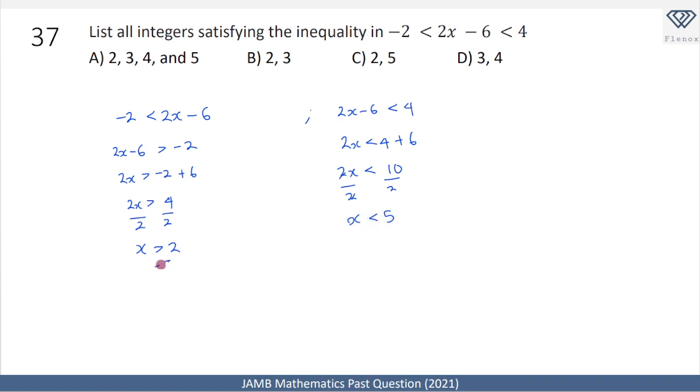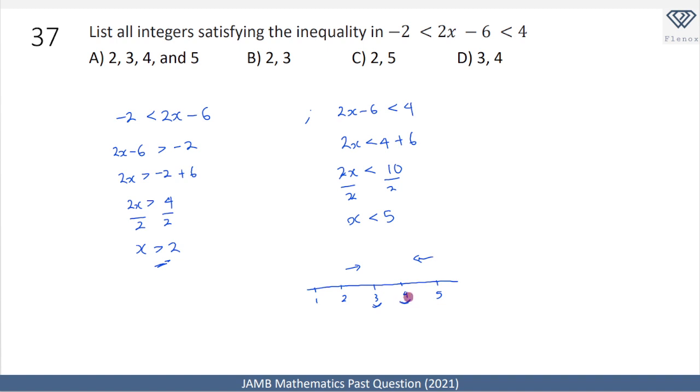I know that x must be greater than 2. Let me draw my number line to make it visual: 1, 2, 3, 4, 5. x must be greater than 2, but at the same time, x must be less than 5. So which of these integers satisfy this condition?